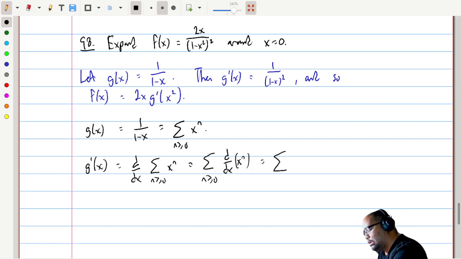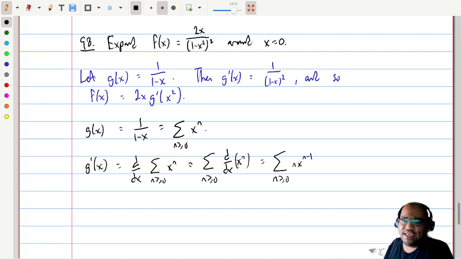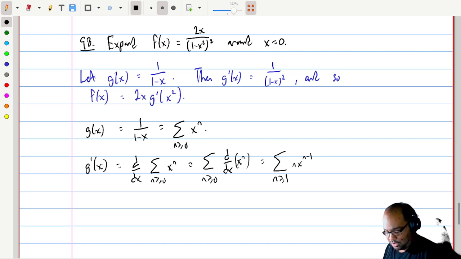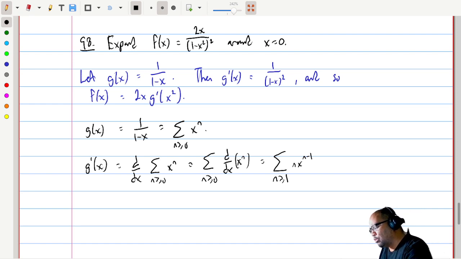Okay. And now I get the following representation just by the power rule: n times x to the n minus 1. And notice that if n was equal to 0, that term is just 0 anyway, because of the coefficient. So I can start the sum at 1. So now I'm just going to follow my construction. Replace x with x squared in g prime. So now I have n times x squared to the n minus 1.